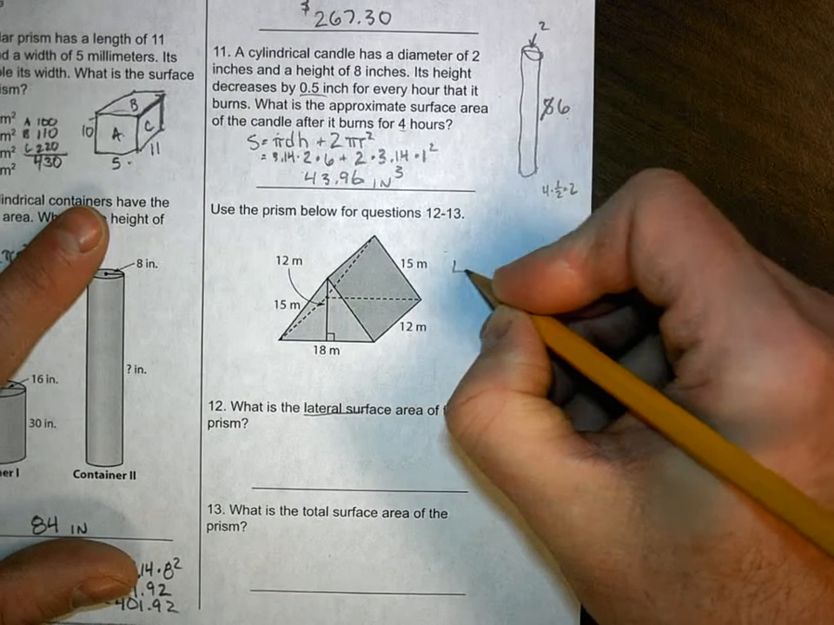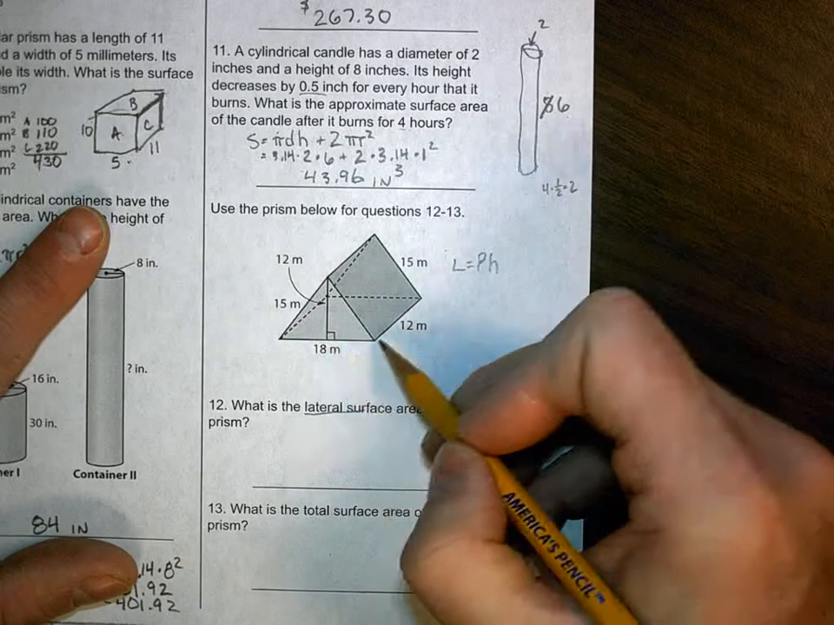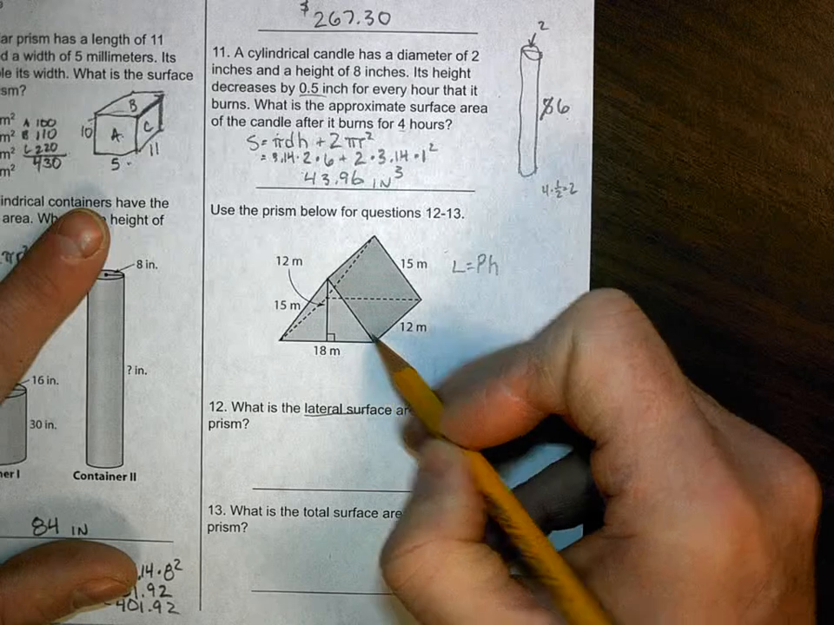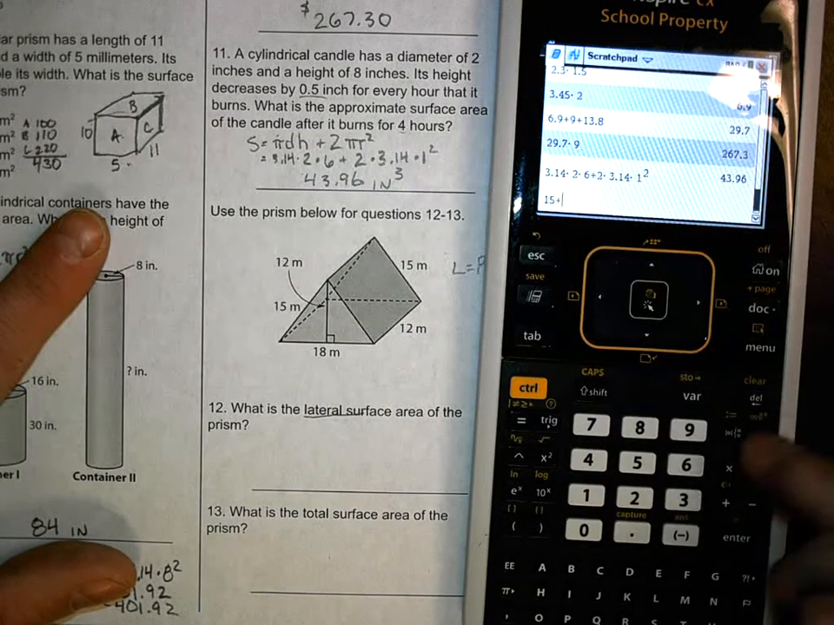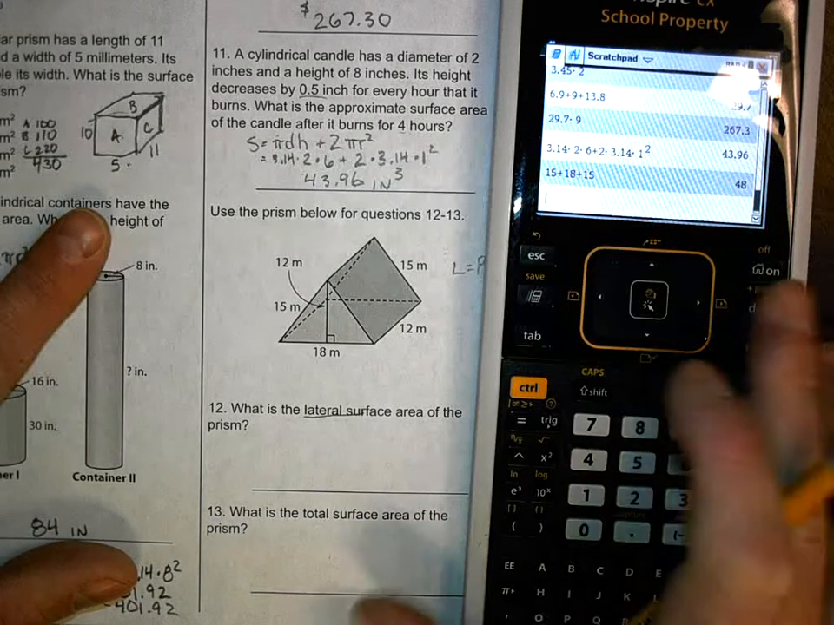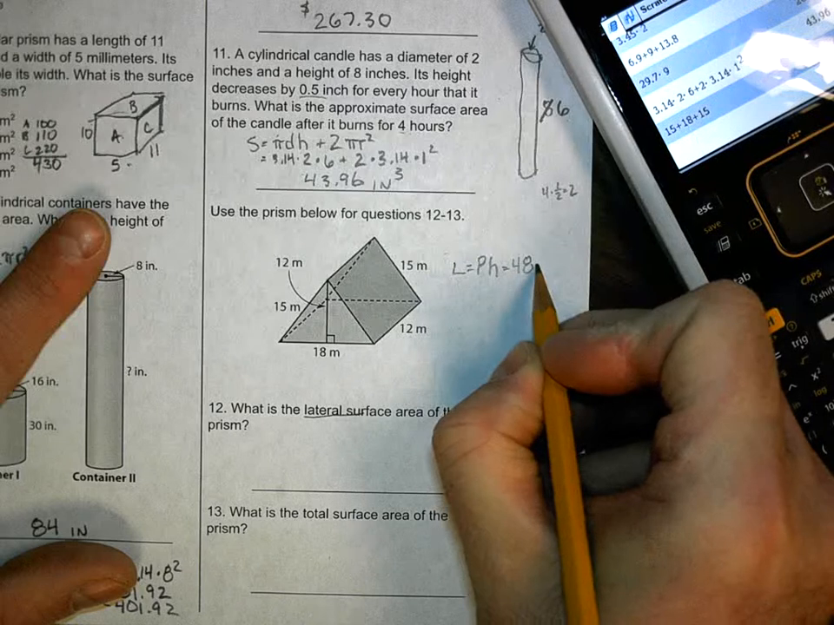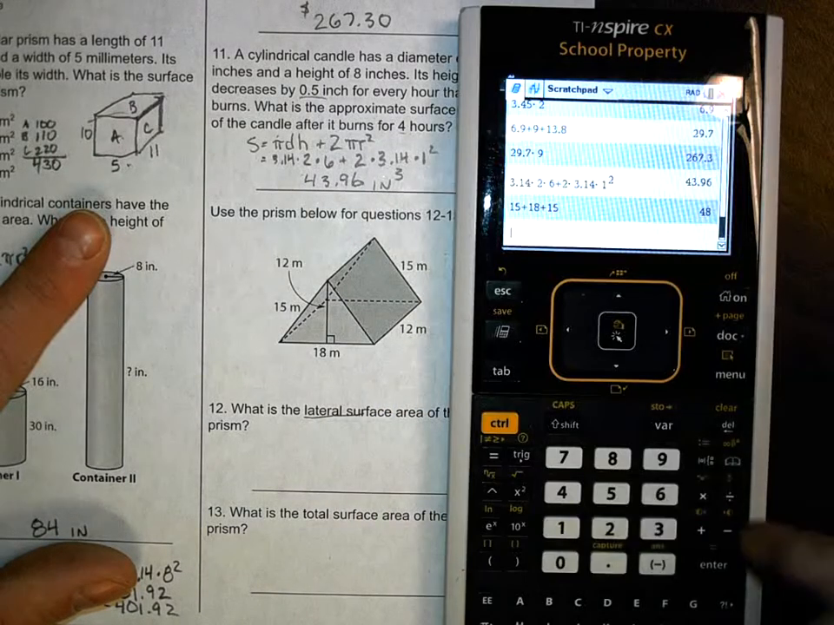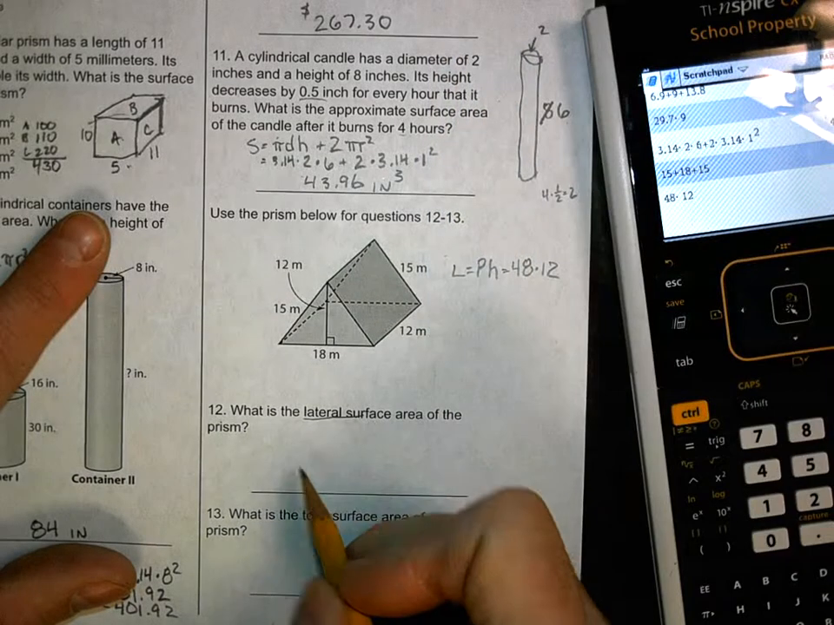So lateral is perimeter times height. Going around this triangle is the perimeter, so I've got 15 plus 18 plus 15. I'm going to go ahead and put that in the calculator. 15 plus 18 plus 15 gives me a perimeter of 48. So 48 times the height, which is 12. So 48 times 12 gives me 576.